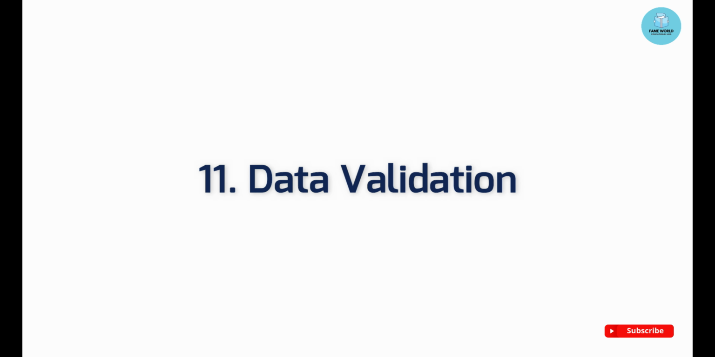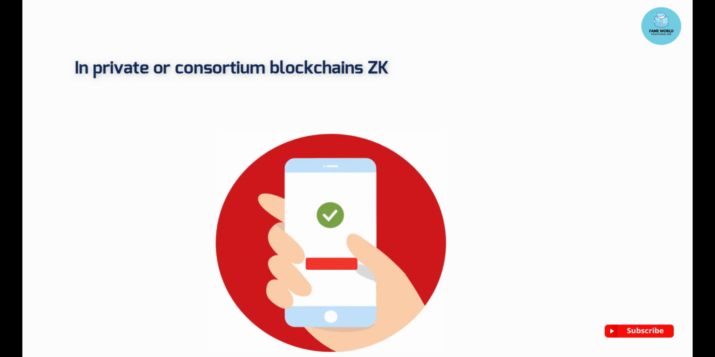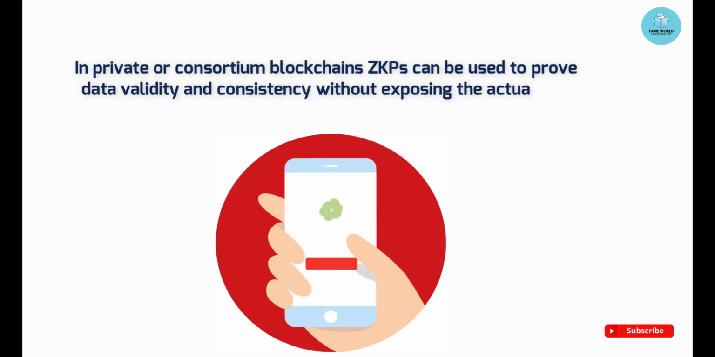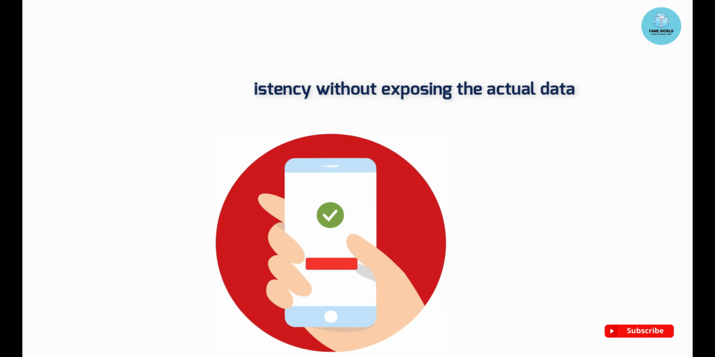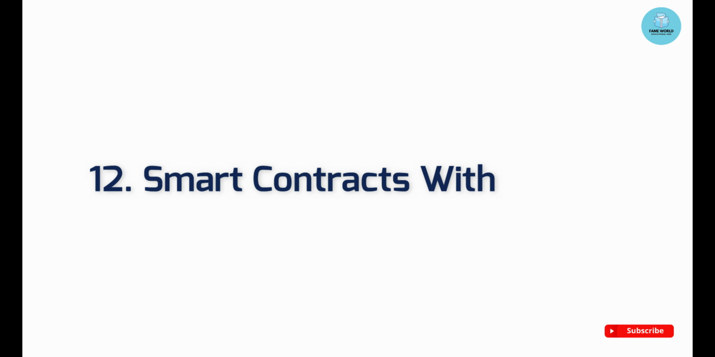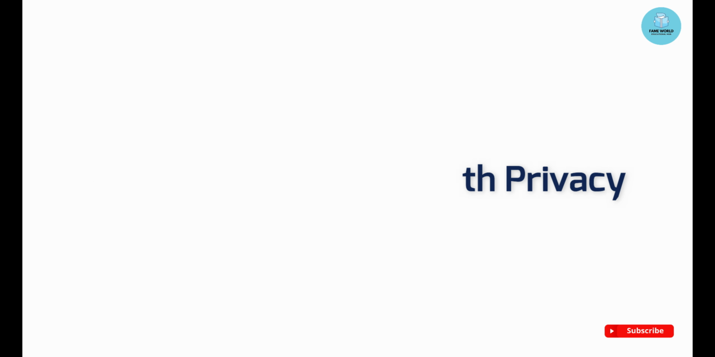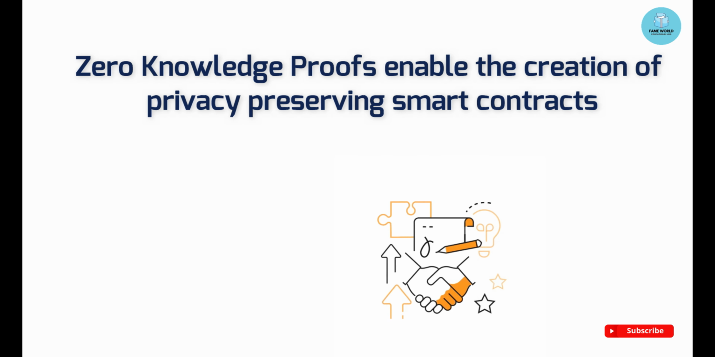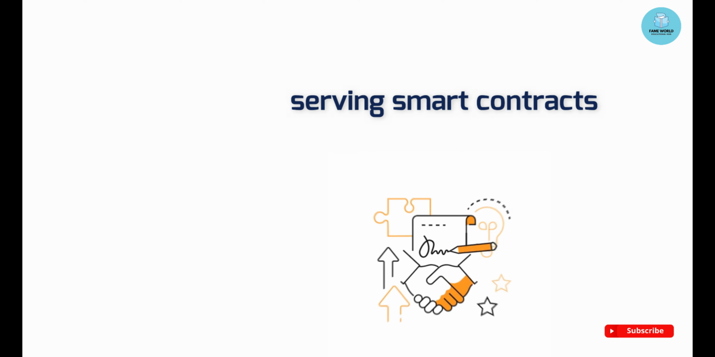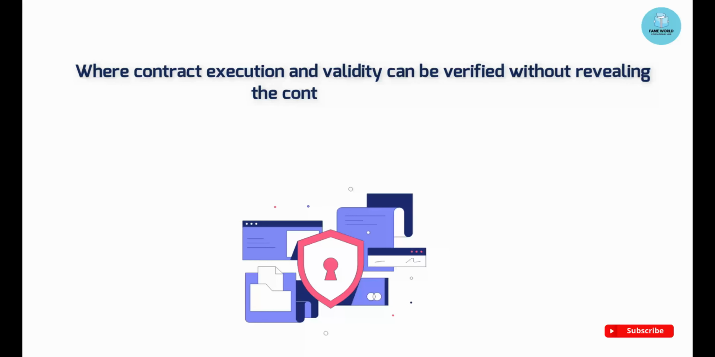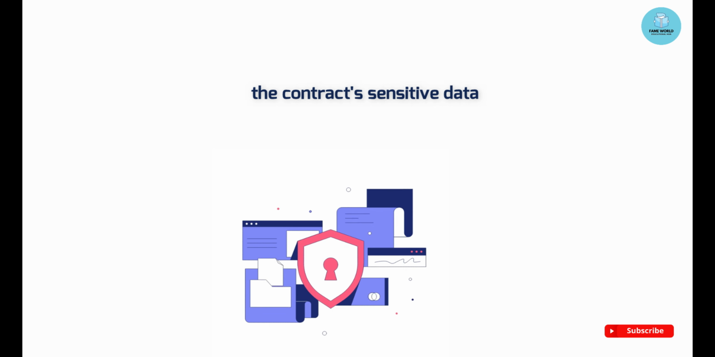Number 11. Data validation. In private or consortium blockchains, ZKPs can be used to prove data validity and consistency without exposing the actual data. Number 12. Smart contracts with privacy. ZKPs enable the creation of privacy-preserving smart contracts where contract execution and validity can be verified without revealing the contract's sensitive data.